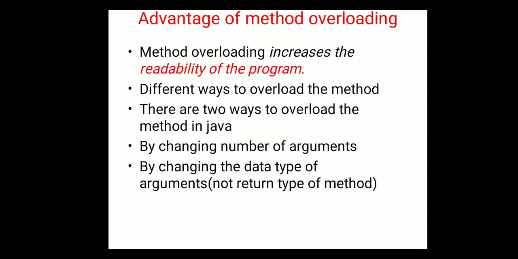There are two ways to overload the method in Java. First one is by changing the number of arguments. Second one is by changing the data type of argument. Here we need to remember one point. Overloading two methods is not possible by using the return type of a method. It is possible only by changing the number of arguments and changing the data type of arguments.